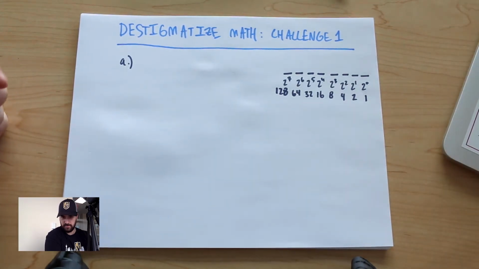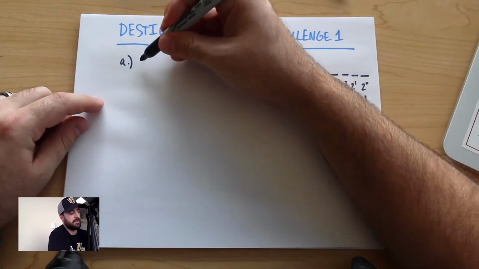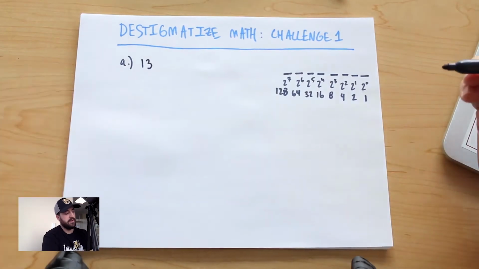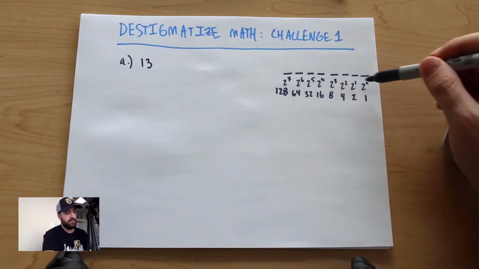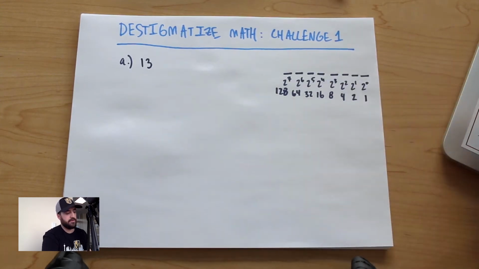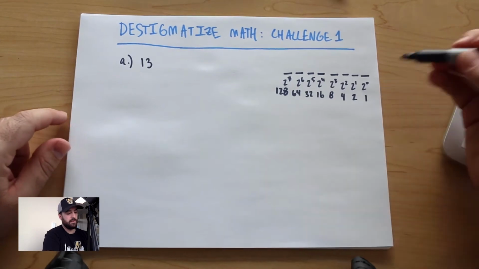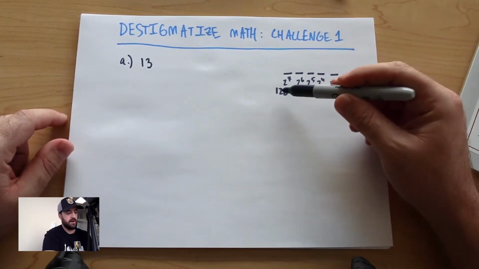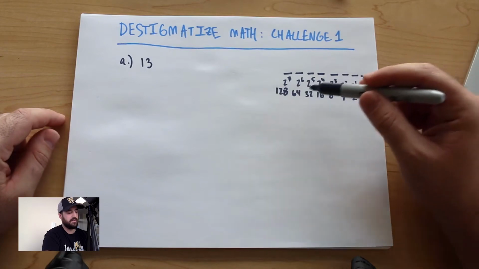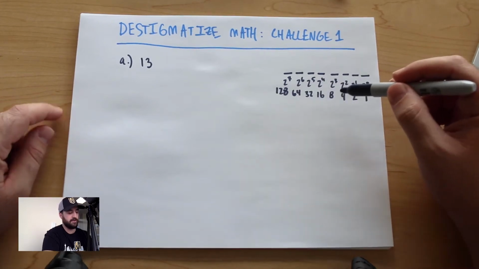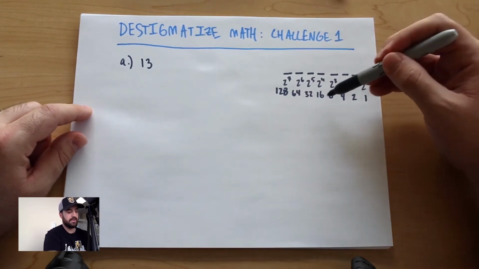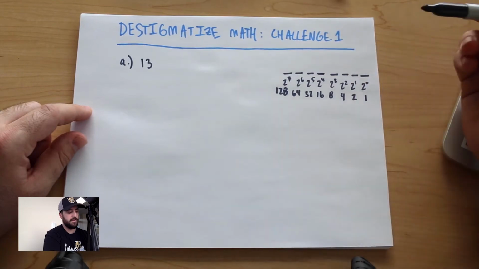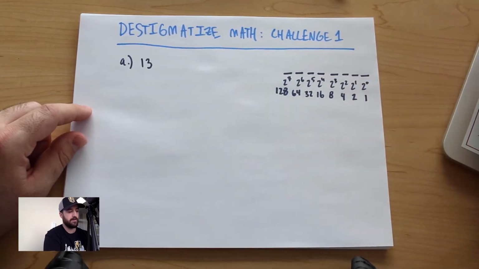So now let's look at the first question. Part A says, can you write the following base 10 numbers in binary? We're starting with the base 10 number 13. The first thing you need to do is see what the largest power of 2 is that fits into the number 13. Obviously 128, 64, 32, 16 don't fit into 13, but 8 does. This first power of 2 that fits tells you how many digits the binary number needs to have.